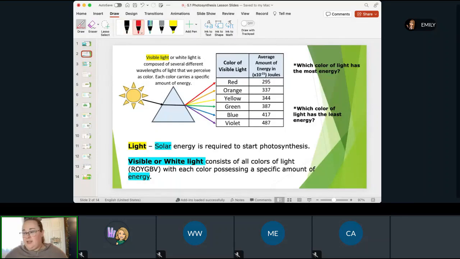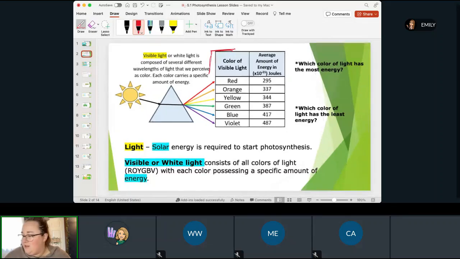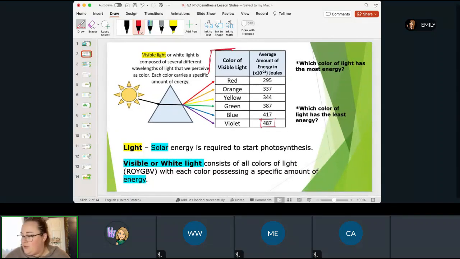So I want you to look at this table and, looking at this table, which color of light has the most energy? We're going to practice some data analysis here. Which color of light based on this table has the most energy? Good. Violet, because violet is down here with 487 times 10 to the negative 21st joules. Okay, so it would be violet.